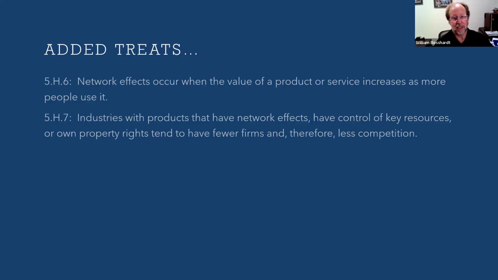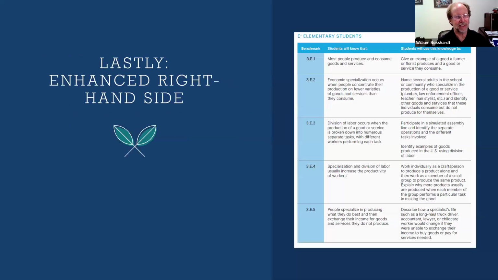So industries with products that have network effects, key control of resources, property rights, have fewer firms and therefore less competition. So, once again, we talk about the effects. And so, once again, it's an economic idea that will help students understand more of what they see in the world today. And then the last thing, and this is the end of the debrief here.